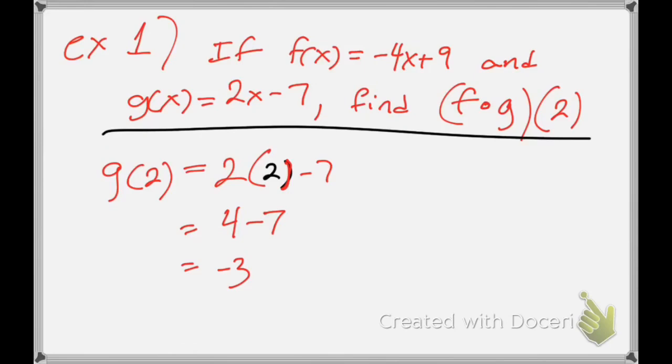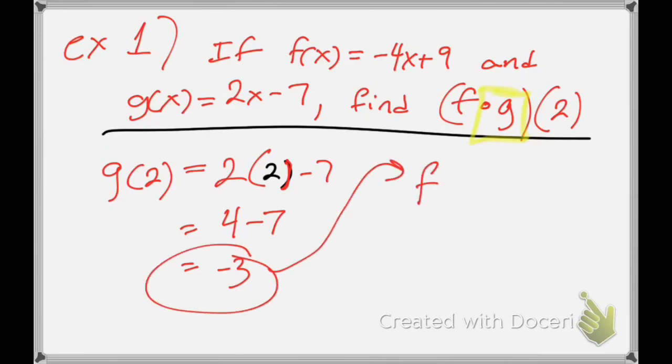So I've taken care of my inner function here, and now I'm going to plug it into my next function, this outer one here. So whatever I get from my first equation, I'm going to plug that into my function f. So I'm going to take negative 3 now and evaluate the function f when x is now negative 3.